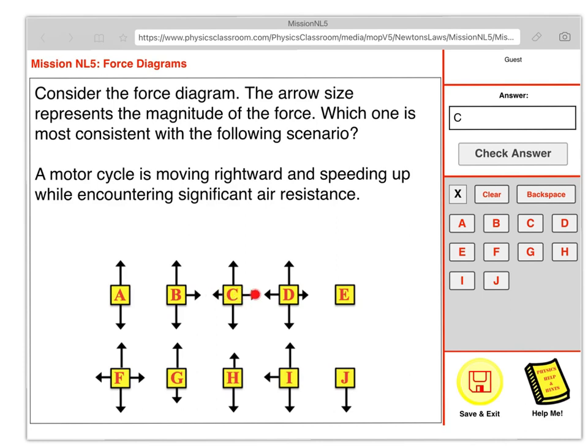is bigger than the forward force, which is actually, think about it, the road pushing on the motorcycle, and then there's the F norm, the normal force, and the F grav, the gravitational force. And you can go through the others and see none of them match that pattern. So let's check.